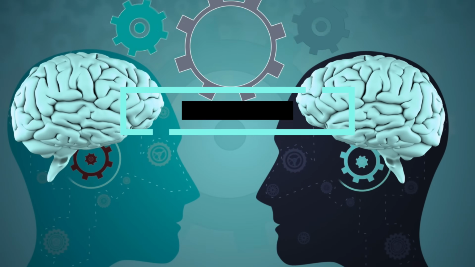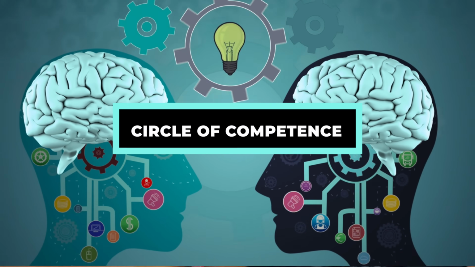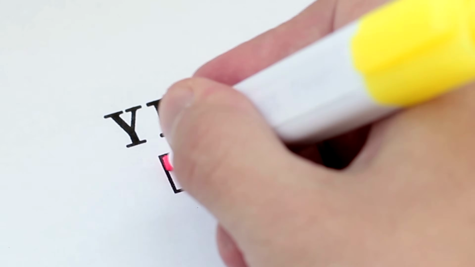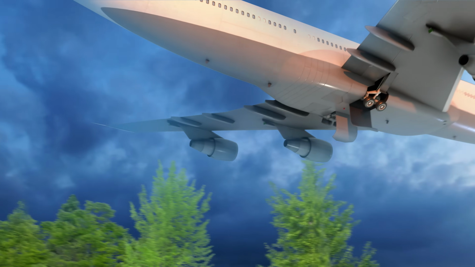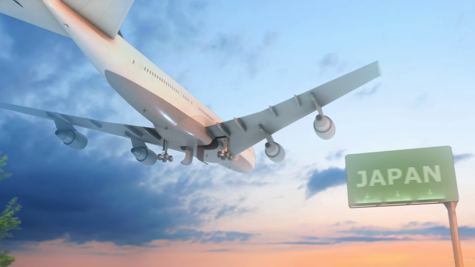Circle of competence. This is one of my favorite mental models simply because it's humbling. It makes you recheck what you think you know. It's best described with a story. Say a businessman goes to Japan. He spends 2 months there, going around to local restaurants, meeting the local people.